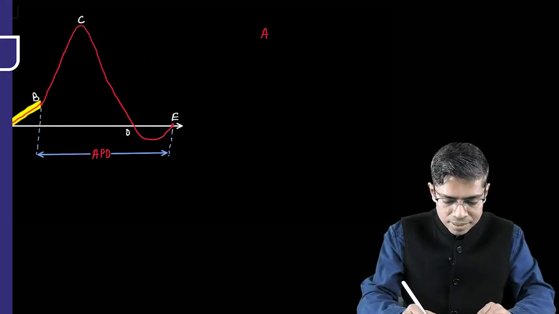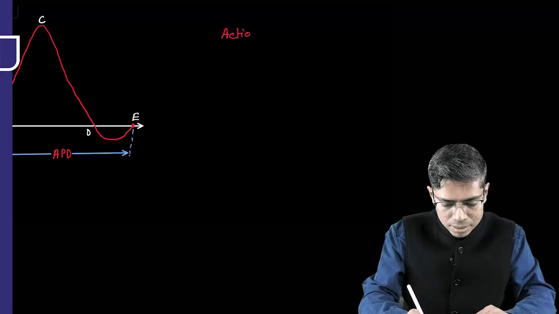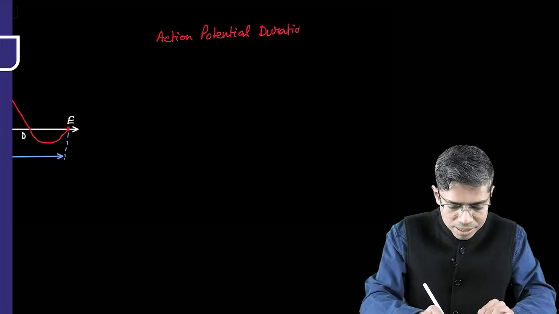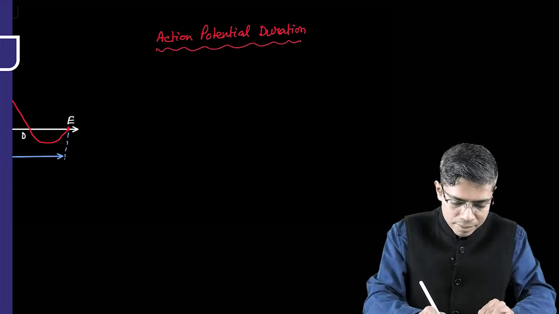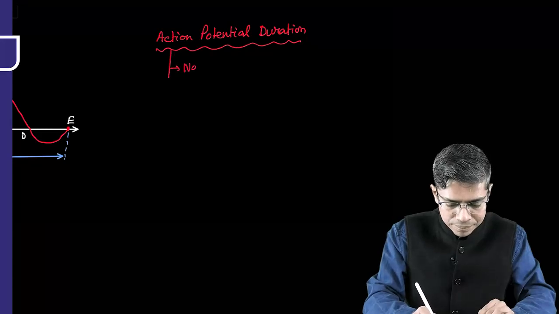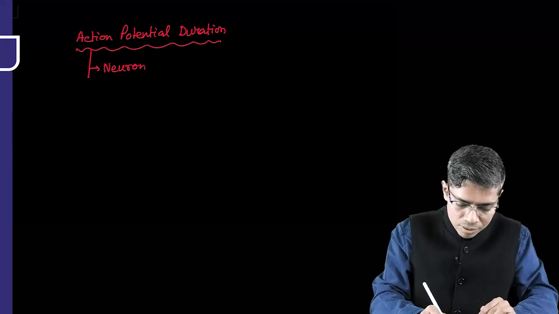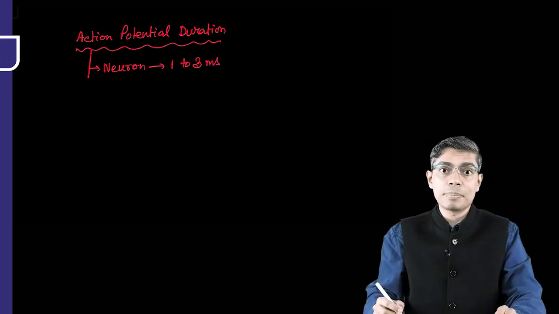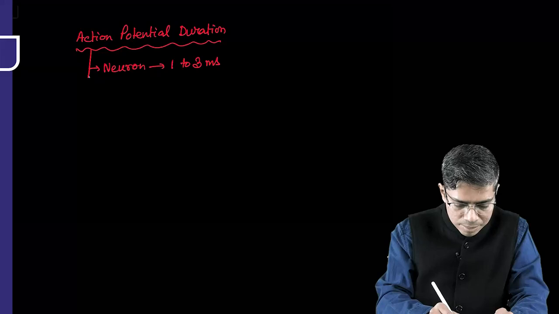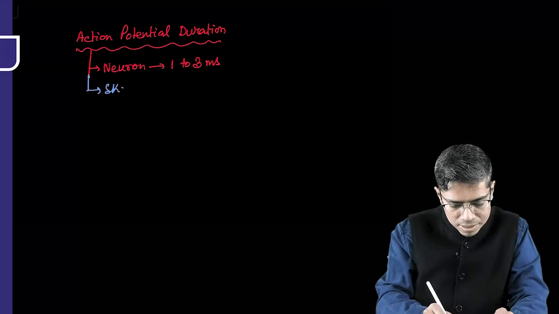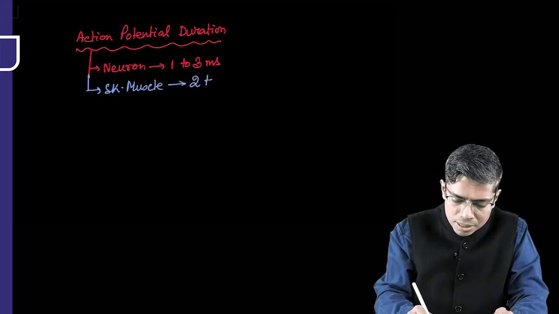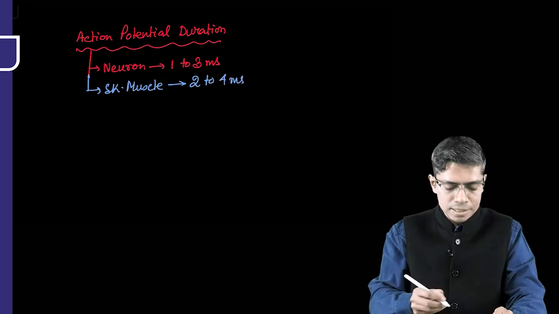So this is known as action potential duration, right? Action potential duration, or APD, for a neuron is only 1 to 3 milliseconds, a very rapid signal. In case of skeletal muscle, it is the same kind of action potential, only the duration is a little bit more, 2 to 4 milliseconds.